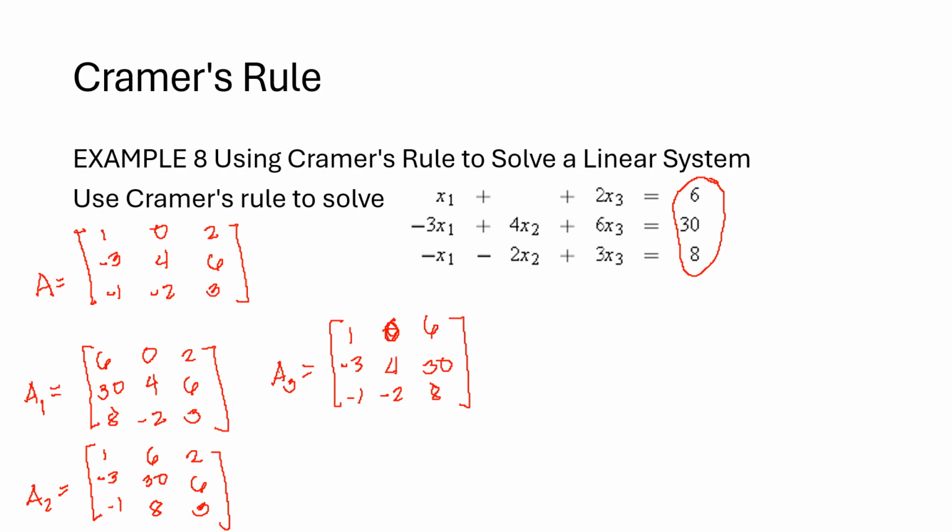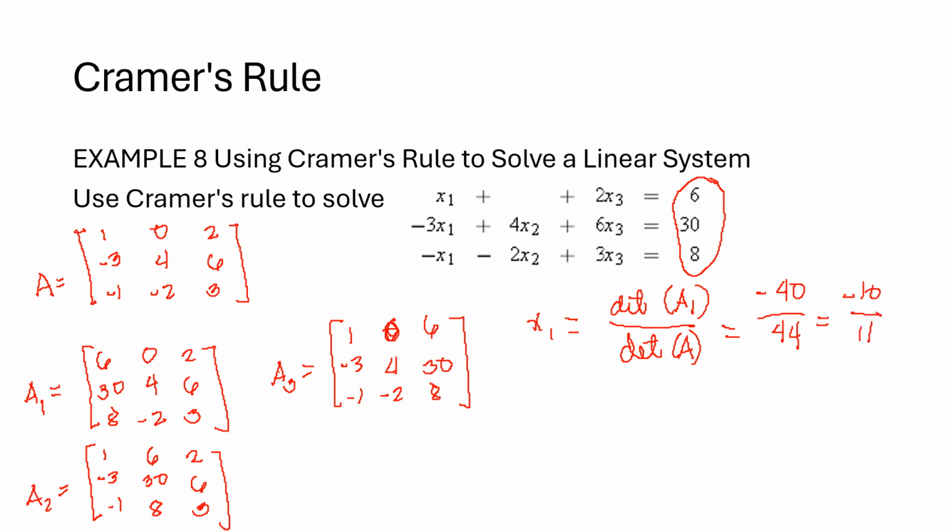Now what we are going to do here is use the concept that was introduced in the previous slide. In this case, x sub 1 is equal to the determinant of A sub 1 over the determinant of A, where the determinant of A sub 1 is negative 40 and the determinant of A is equal to 44, which gives negative 10 over 11.